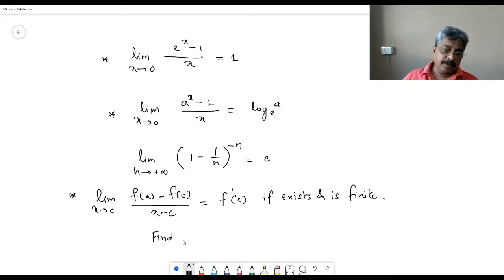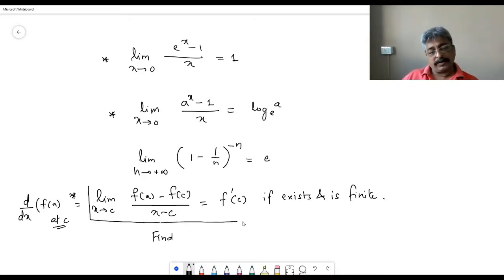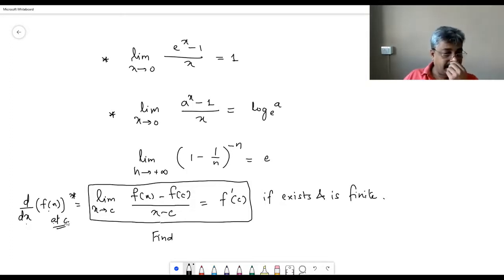So find the derivative. Whatever we are writing here is also referred to as d by dx of f of x at c. Whatever notation we have written here is exactly the same as this. This is the derivative with respect to x of the function f of x evaluated at c, which is this limit. So find d dx of e raised to x using first principle.